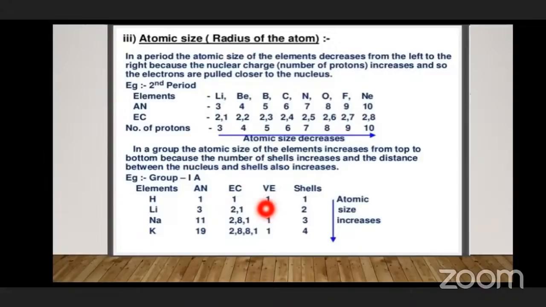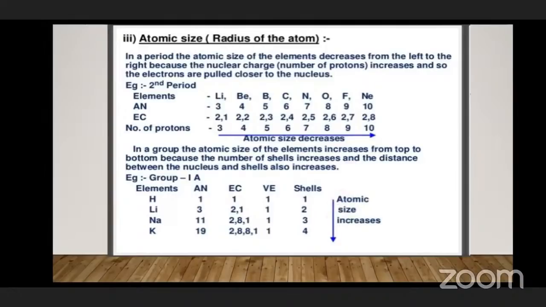Because of that reason, what will happen? The atomic size, the distance from the nucleus to the valence shell where the electron cloud is present, is going to increase from element to element from top to bottom completely. Atomic size is going to increase.